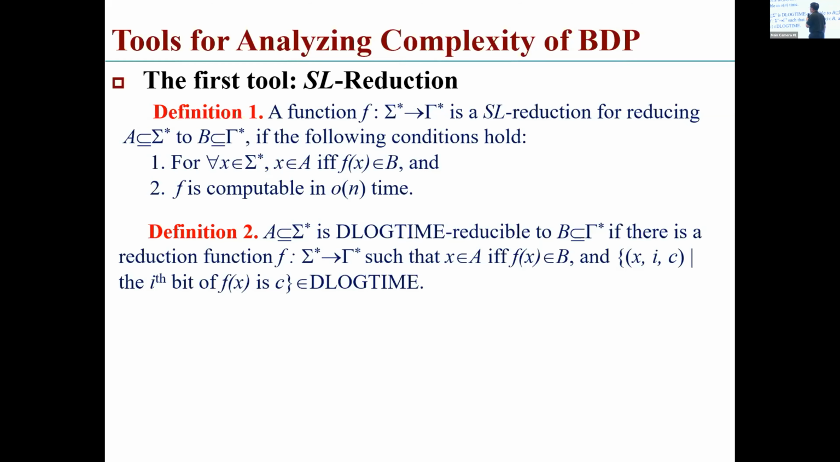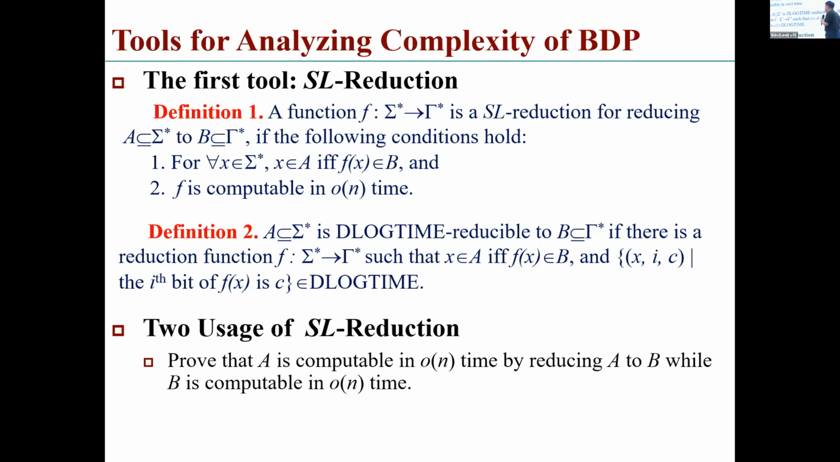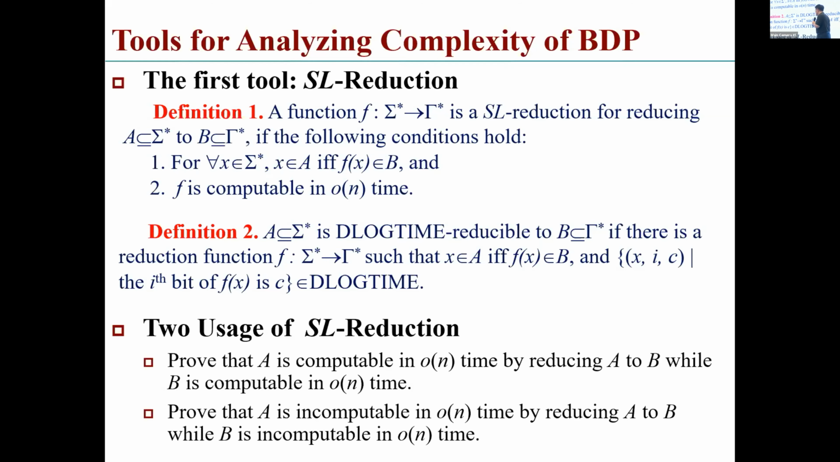So why do we define the SL reduction? There are two usages of the SL reduction. One is to prove that A is computable in sublinear time by reducing A to B, where B is computable in sublinear time. The second is to prove that A is incomputable in sublinear time by reducing A to B, where B is incomputable in sublinear time.